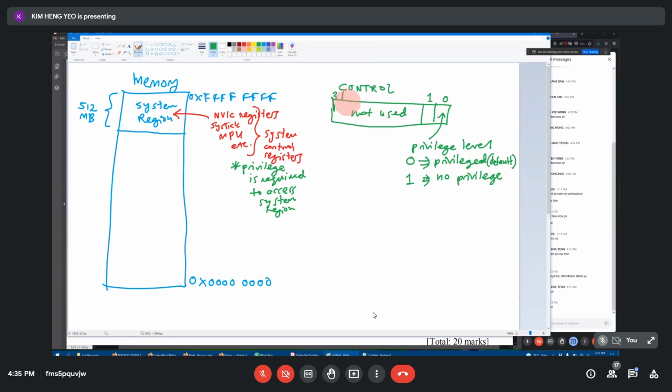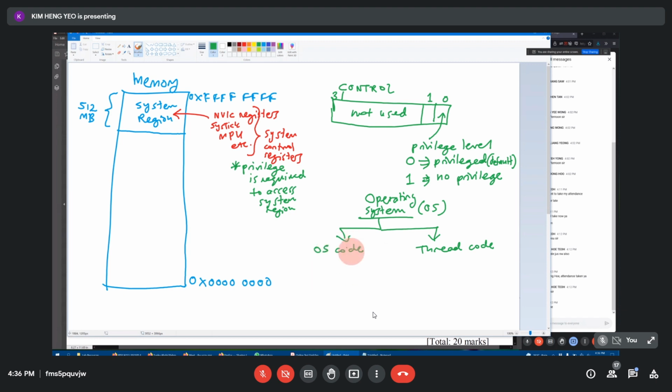So what is the control register used for? It's actually used in an operating system. If you have no operating system, you don't really bother with privilege. But if you have an operating system, then you have two types of code: OS code, the operating system code, and thread code. It's like your PC in front of you. Your PC is running Windows, so the Windows program is your OS code.